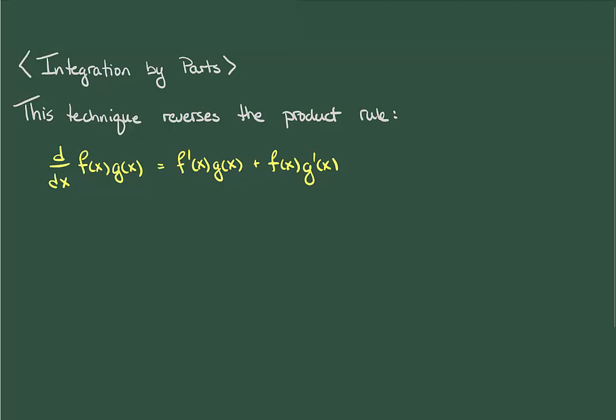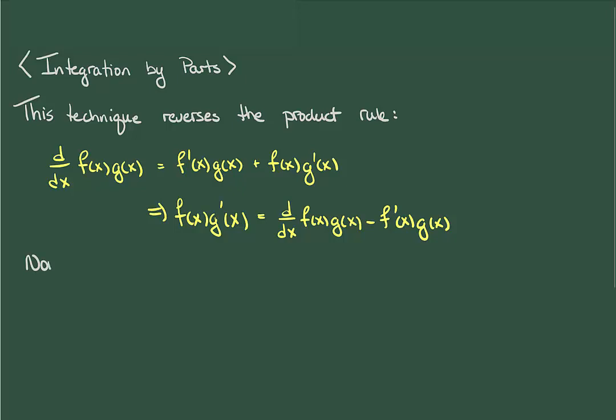Integration by parts is an integration technique which reverses the chain rule. I've written the product rule below so that you can see it. Now the first thing that we'll do is a bit of rearranging. We want to isolate the f of x g prime of x term as so. Next, we'll throw an integral sign in front of everything.